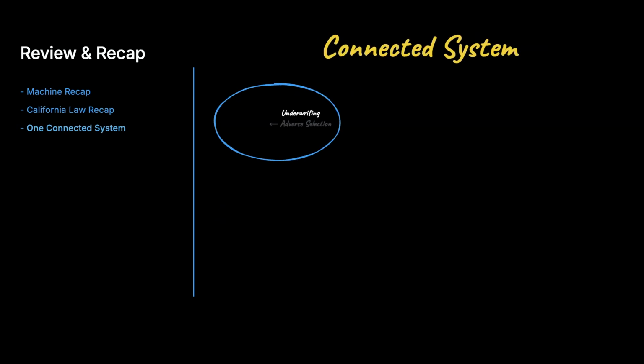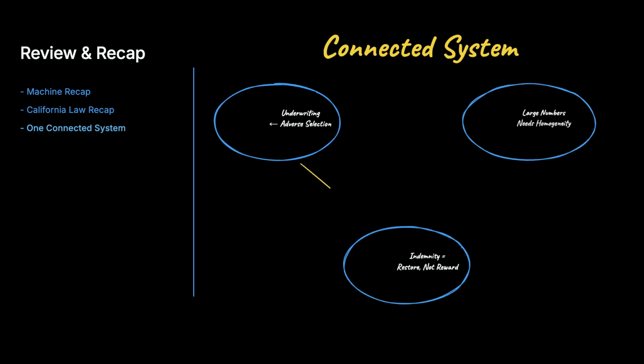Notice how tightly these ideas interlock. Underwriting exists because of adverse selection. Indemnity exists because insurance restores rather than rewards. The law of large numbers works only because risks are homogeneous. Nothing here is a loose fact to memorize in a vacuum. It is one connected system. Feel the connections, and the exam becomes a story you can tell.